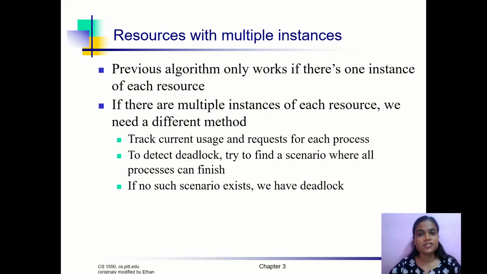Now consider resources with multiple instances. The previous algorithm only works if there is one instance of each resource. If there are multiple instances of each resource, we need a different method. First, track current usage and requests for each process. To detect deadlock, try to find a scenario where all processes can finish. If no such scenario exists, we have deadlock.